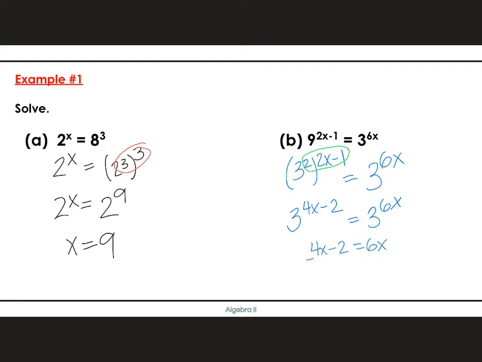I'm going to subtract 4x from both sides. So negative 2 is equal to 2x. Divide both sides by 2. So x is equal to negative 1. And that's it. So in order to solve, you have to make sure that your bases are equal. So let's look at a couple more examples.